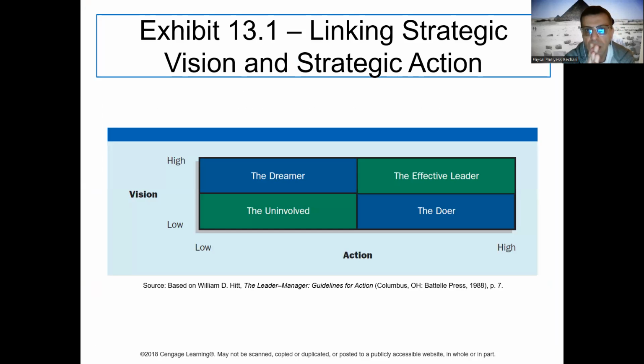Now, linking strategy, vision, and strategic action, we can explain how it works, vision versus action, where you become an effective leader or an uninvolved case.